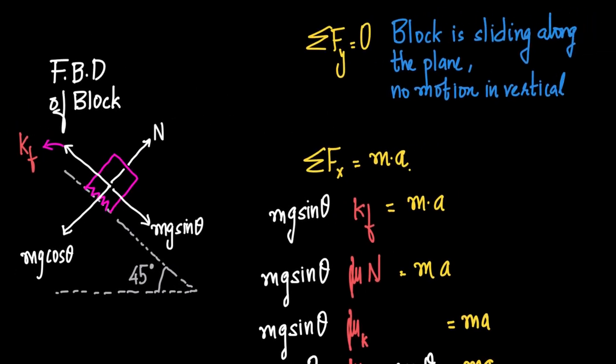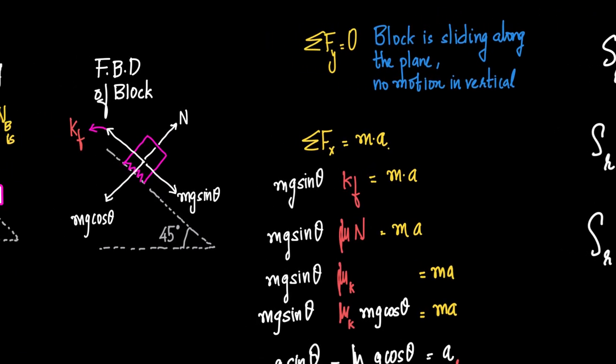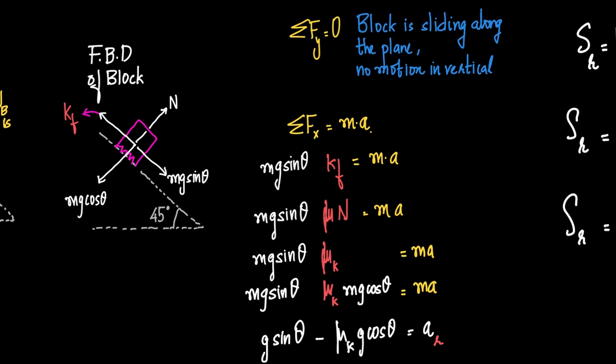Now let us apply the same conditions as we took earlier, which is sigma Fy is equal to 0. Why? Because the block is sliding along the plane, which is only along the x-axis, and there is no motion in the vertical direction, which is the y-axis. And since there is no motion along the y-axis, we can say that Vy is equal to 0, and further implies that Ay is equal to 0, and therefore m into Ay is equal to 0, which implies Fy is equal to 0, right?